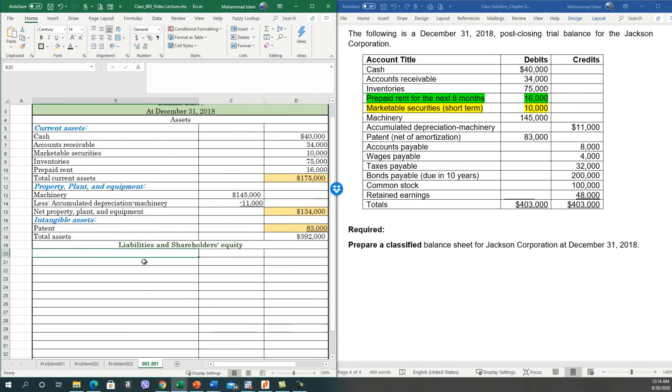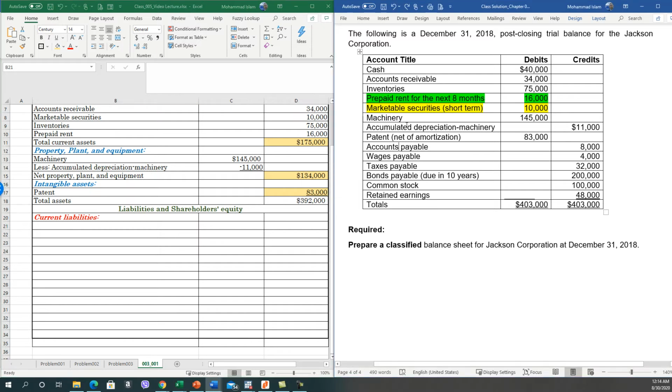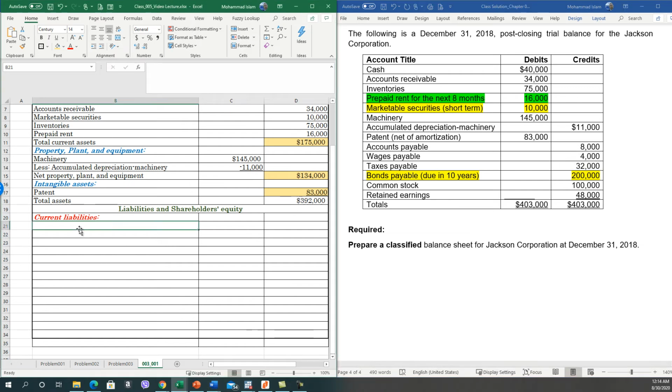Now, what are the liabilities and shareholders' equity? The first one is current liabilities. Let's use a different color for the liabilities; I am using the red color. Let's see what current liabilities we have: accounts payable, wages payable, taxes payable. Bonds payable is due in 10 years, so this one is not a current liability. So it's very simple now for us.